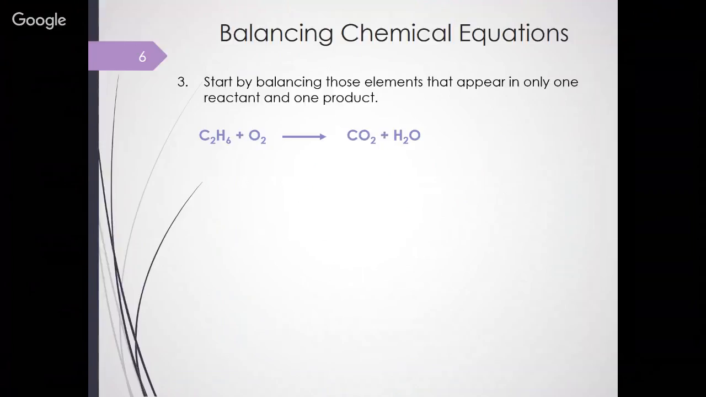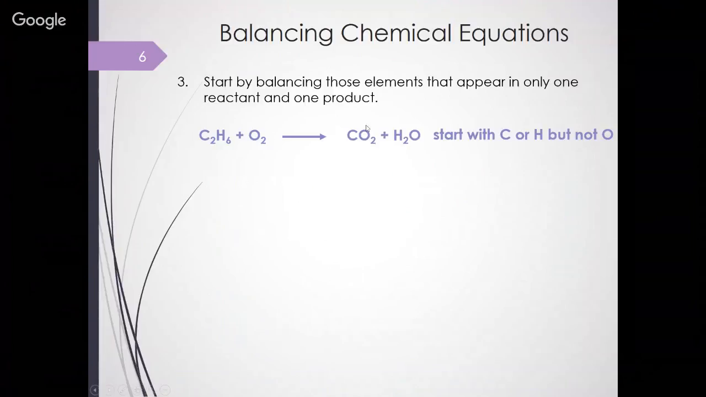So you can really start anywhere, but in a combustion reaction like this, you're going to want to start with carbon. And that's simply because over here, oxygen shows up in more than one place. So we just simply leave that for last. In other reactions, you can start with whatever.